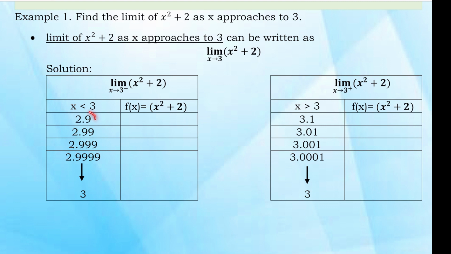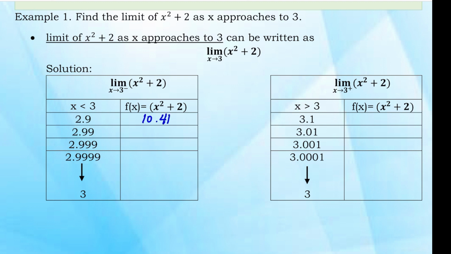So we're going to use these numbers to evaluate the function where x approaches 3. Since x approaches 3, we're not going to use 3 itself, but we're going to use numbers closer to 3. If we use 2.9 in the function, this will become 10.41.